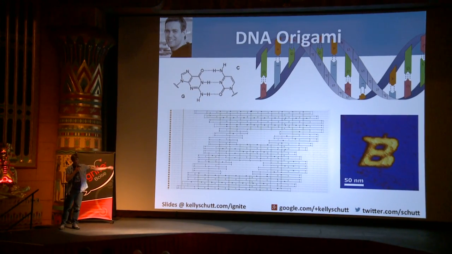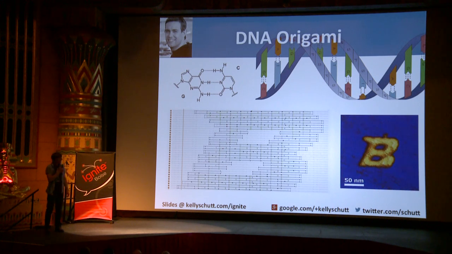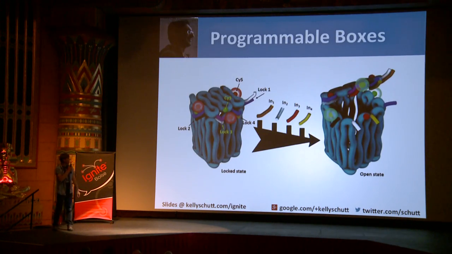This was my first project, making the Boise State University logo. On the left, that's a CAD drawing of the complementary base pairing that causes this design to form all by itself when you just apply a little heat and mix up all these strands in solution.